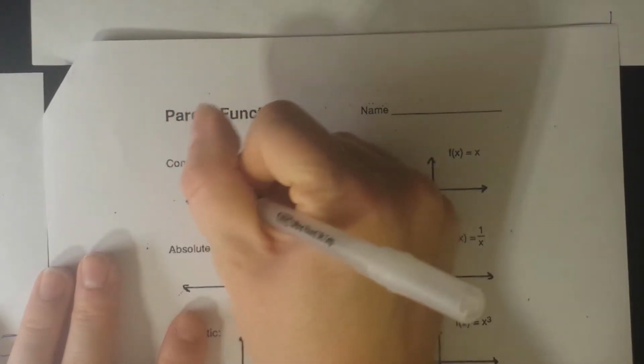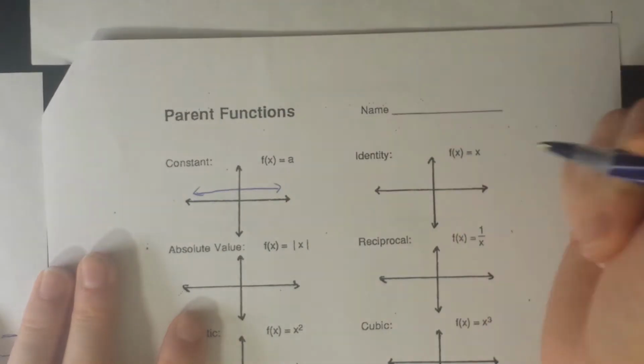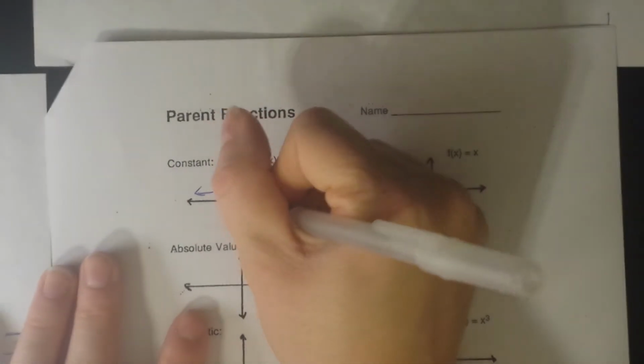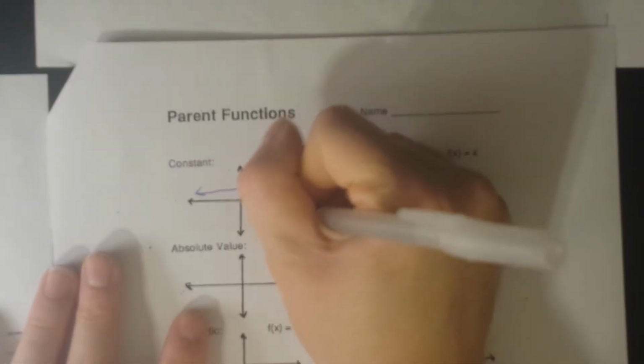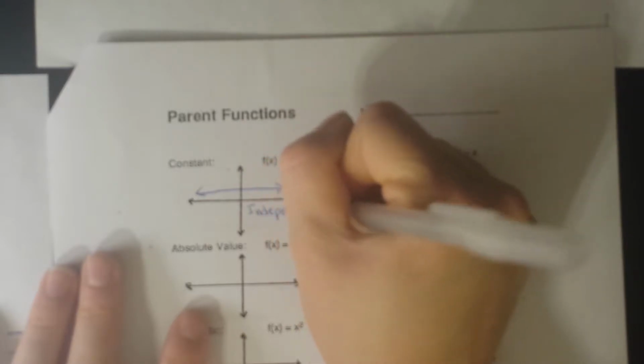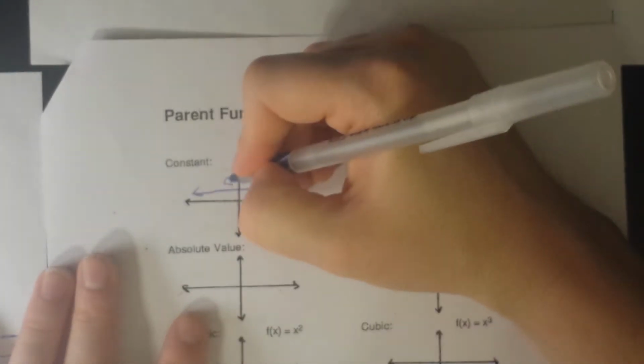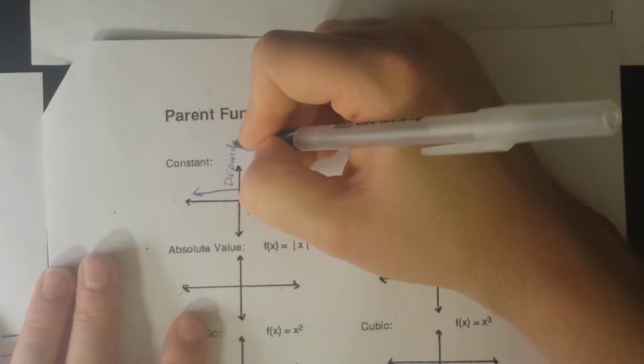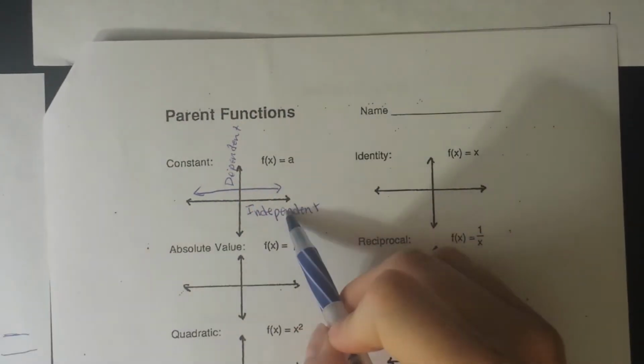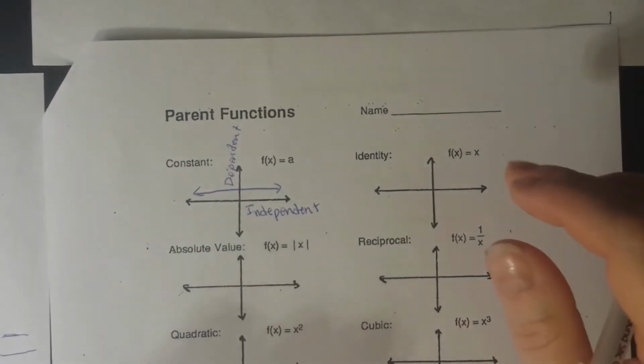Okay, so constant. If we're equal to a constant, that is a horizontal line. Just as a reminder, the x are the independent variables, the y are the dependent variables. You input the x and you output the y.